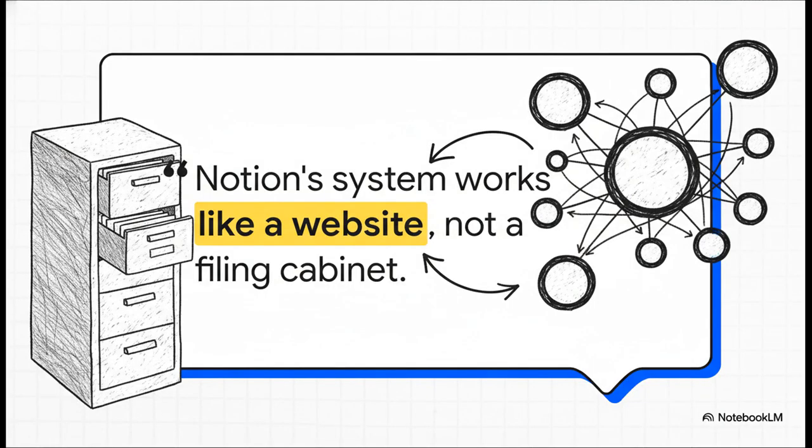This is the core takeaway, and it's put perfectly. A filing cabinet is rigid, right? A document can only be in one folder at a time. But a website is all about links. A single page can be connected from the home page, from the navigation bar, from a dozen other places all at once. This is the kind of freedom you have now.